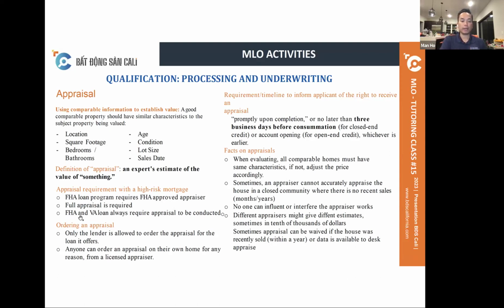FHA and VA loans always require an appraisal. Ordering an appraisal: only the lender is allowed to order it, and as a borrower, a loan officer, or a realtor, you don't interfere with the appraiser when he or she is doing the work. Here we say that only the lender can order an appraisal. However, as an owner, you can also request an appraisal, but that is mainly for your own use. You cannot give that appraisal report to the lender to qualify for your loan.